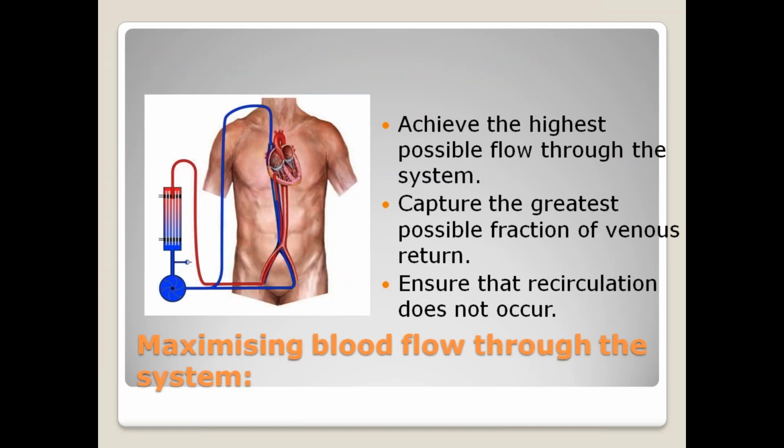So maximize the blood flow through the system. You have to achieve the highest possible blood flow. If that is not helping, you can put 2 cannulas for drainage and one for return, so you capture the greatest possible fraction of venous return. You are draining from the femoral vein, the inferior vena cava, as well as from the superior vena cava.